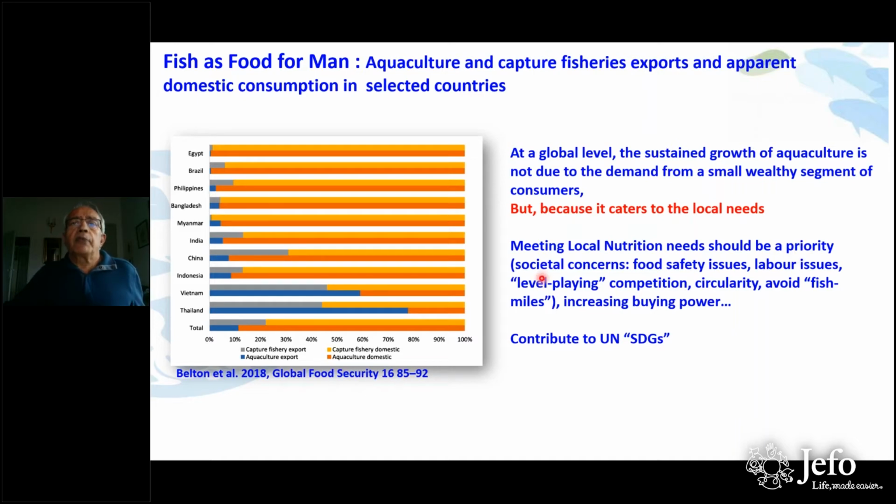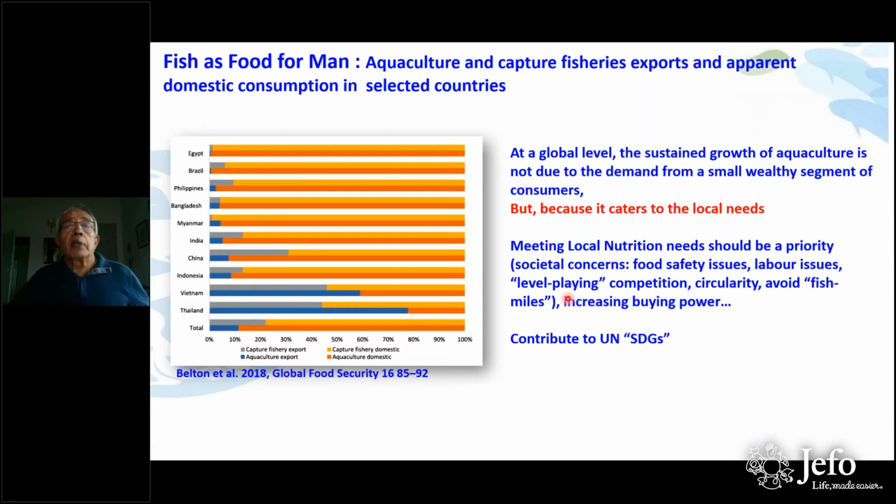There are a number of societal concerns: food safety issues, labor issues, level playing field competition. So I'm doing it here, but they have much lower standards, so they are exporting those fish to my market and so on. Circularity is a big theme these days. And what I call fish miles, we've got to reduce those fish miles.